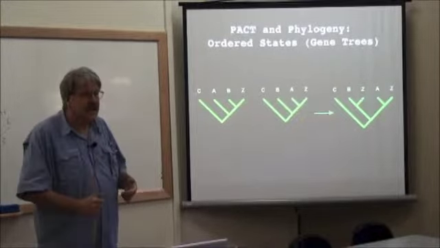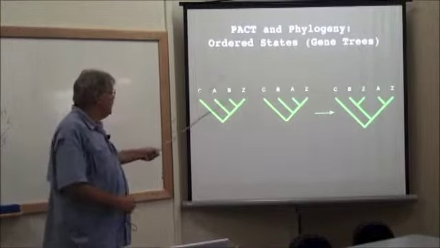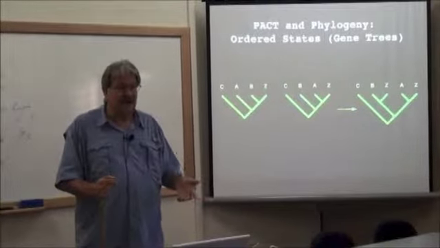What happens if there's hybridization, but you don't get this kind of equal sharing? What if this sharing is all asymmetrical? Well, then you don't end up with a reticulated diagram.